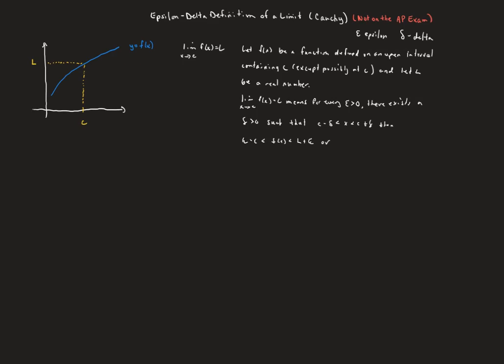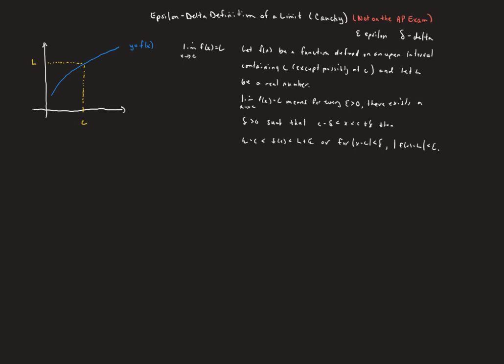Or the way we will more often see it is with absolute values. For the absolute value of x minus c less than delta, the absolute value of f of x minus L is less than epsilon. Okay, let's see if we can talk about what this means.